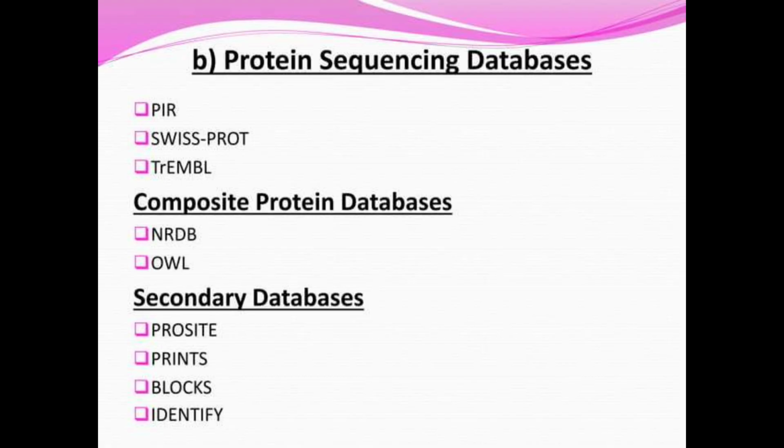So far we discussed gene databases, that is EMBL, DDBJ, GenBank, etc. Now we are going to see the protein sequence databases, that includes PIR, Protein Information Resource, SwissProt, TrEMBL, and composite protein databases including NRDB and OWL. Another group is secondary databases. The previous ones are primary databases, and this is the secondary database group that includes PROSITE, PRINTS, BLOCKS, and IDENTIFY.